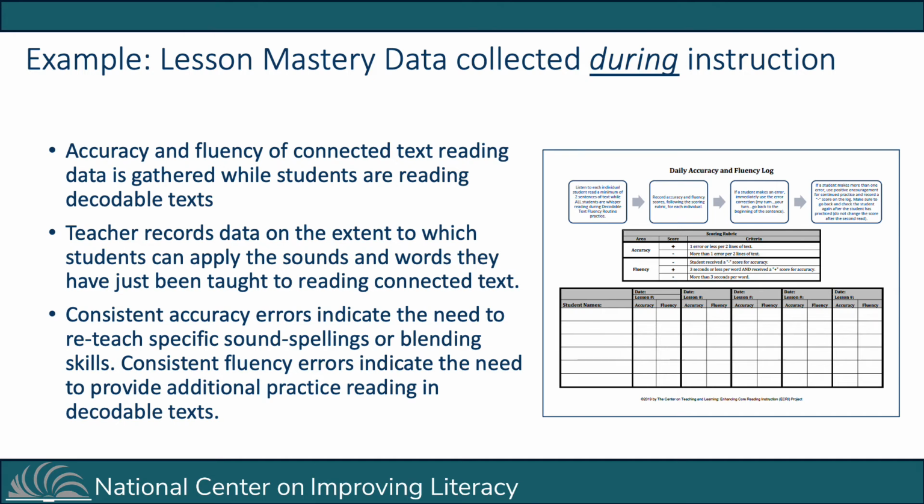Here's another example of lesson mastery data collected during instruction. This is collecting information on accuracy and fluency of connected text reading that's gathered while students are reading decodable text. A teacher records data on the extent to which students can apply the sounds and words they have just been taught to reading connected text. Consistent accuracy errors indicate the need to reteach specific sound spellings or blending skills. Consistent fluency errors indicate the need to provide additional practice reading in decodable text.